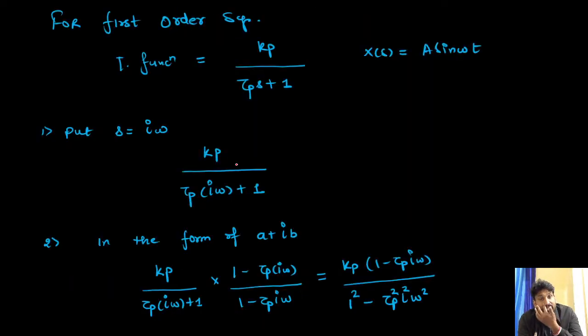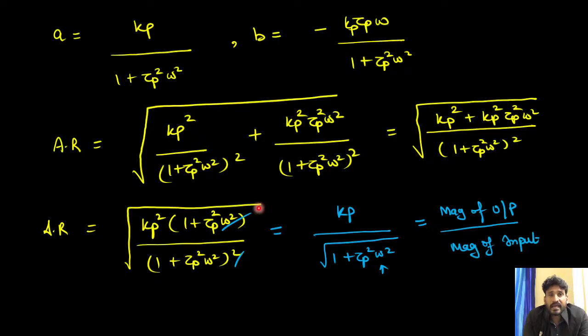In this method, we put s = iω, and we bring the expression into the complex number form A + iB. With the help of A + iB, we calculate the amplitude ratio, which is the magnitude of the output divided by the magnitude of the input. This is called the amplitude ratio. Remember this.